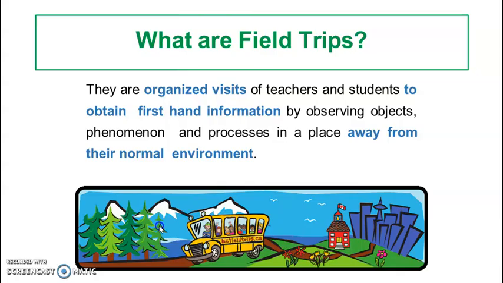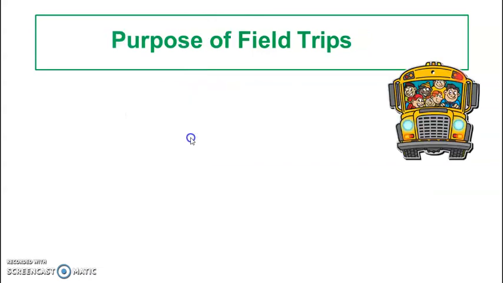Now, what are field trips? They are organized visits of teachers and students to obtain first-hand information by observing objects, phenomena, and processes in a place away from their normal environment. So this is very important. When you take them a bit away from their normal environment to obtain first-hand information about any process, phenomena, or an object, it is called a field trip.